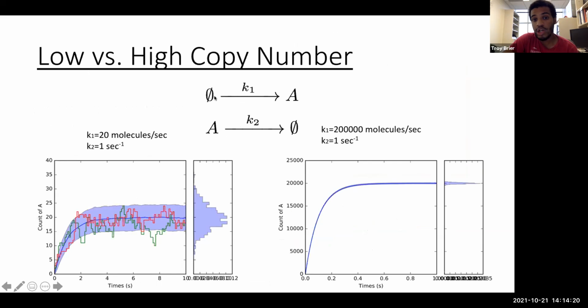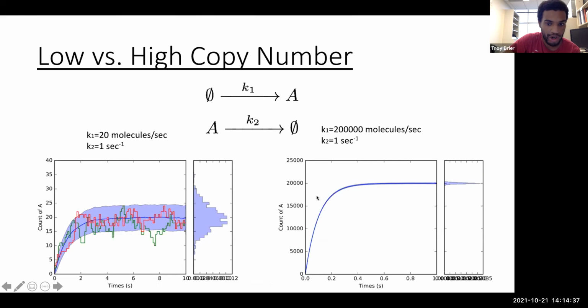And so that can kind of be seen here in this simple example where you just have a generation of species A and the decay of species A when simulating it stochastically, and you have a small particle copy number, so no more than 40. You can see the variation, and then you can also see the distribution of the noise in the data.